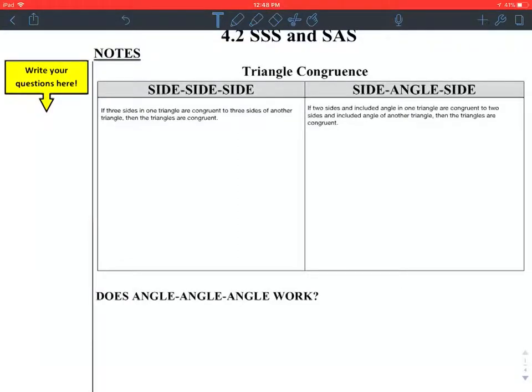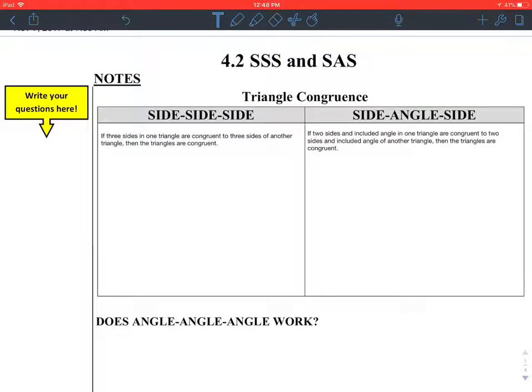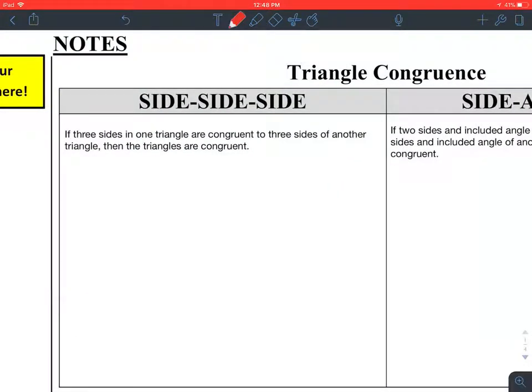All right, we got 4.2 notes. I know we went over some of this yesterday, but please watch through this again and add to the notes places that need added to. First of all, we have the side, side, side postulate, which says, you need to write this down.